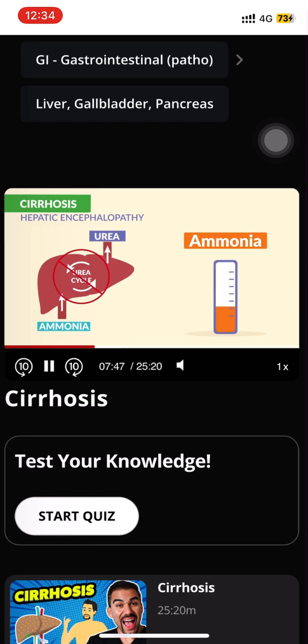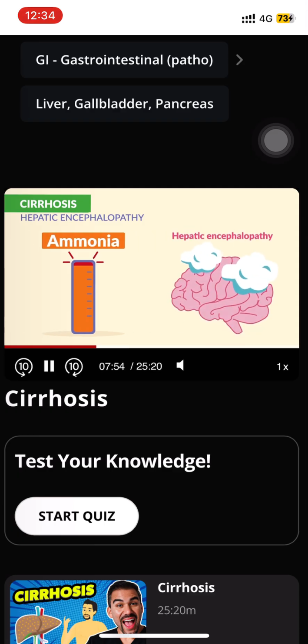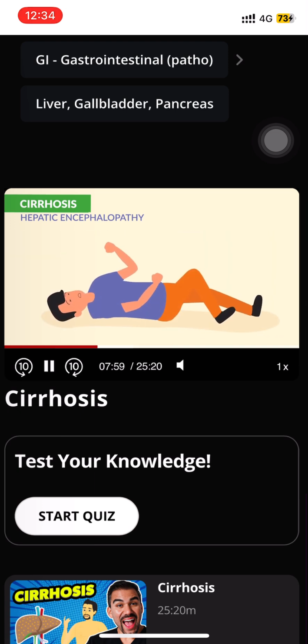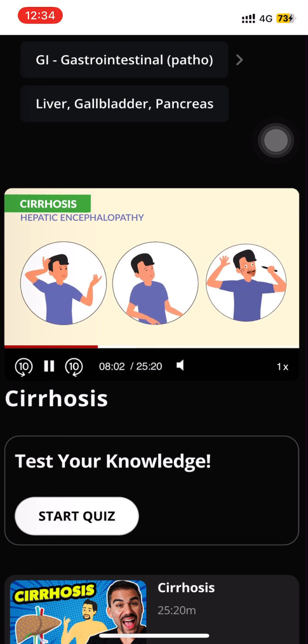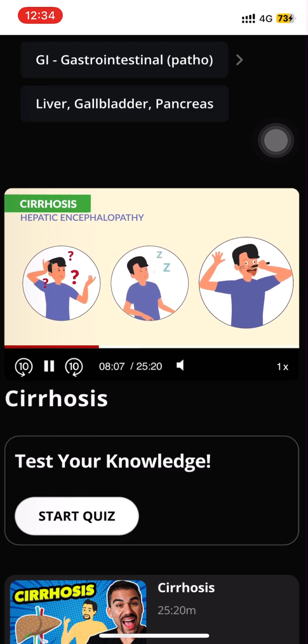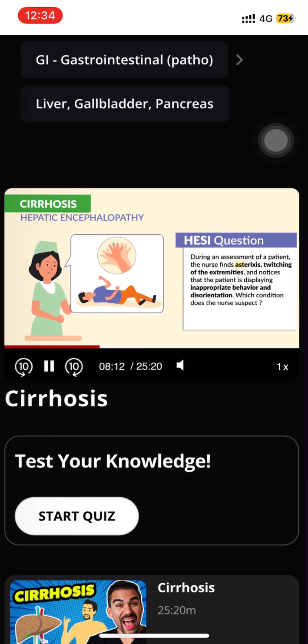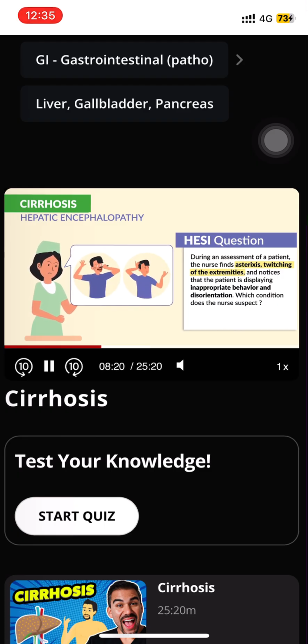So in liver disease, ammonia becomes elevated, leading to a key term here, so write this down, hepatic encephalopathy. Fancy words for a cloudy, toxic brain. Clients will present with twitching extremities in the arms and legs and severe mental status changes, like confusion, sleepiness, and even bizarre behavior. So, Hesi mentions, during an assessment of a patient, the nurse finds asterixis, which is basically just tremoring of a hand, twitching of the extremities, and notices that the patient is displaying inappropriate behavior and is disoriented.